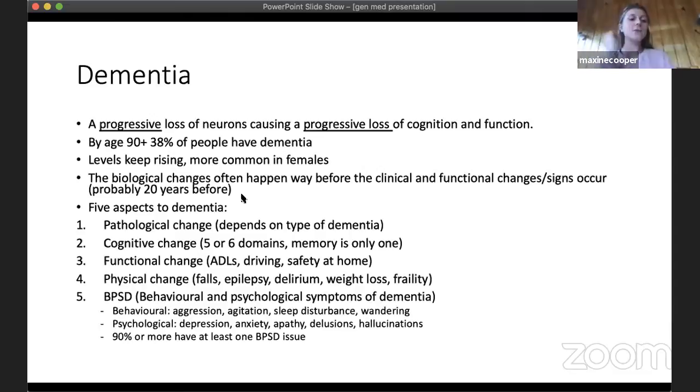So their behavioral and psychological symptoms. Your behavioral ones are things like aggression, agitation, they're wandering around, things like that.